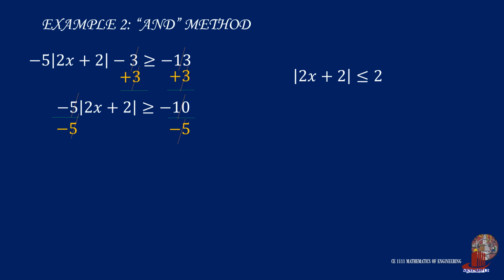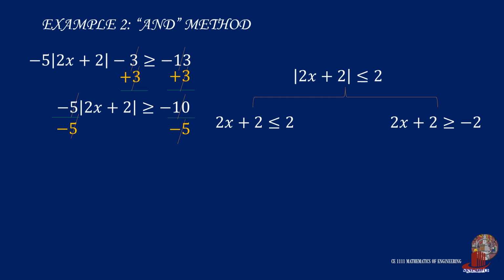You might be wondering why we flip the inequality sign. Again, this is because we divided the inequality by a negative integer. In the end, the inequality can be grouped into the original symbol and the opposite. So we get 2x plus 2 is less than or equal to 2 using the original symbol, and 2x plus 2 is greater than or equal to negative 2 for the opposite.